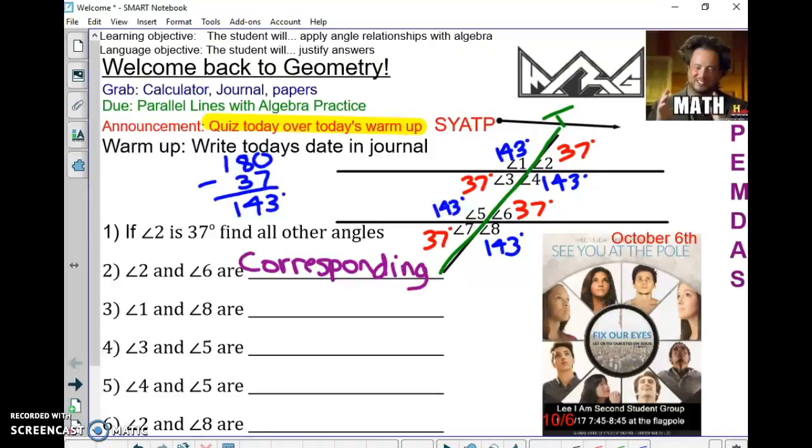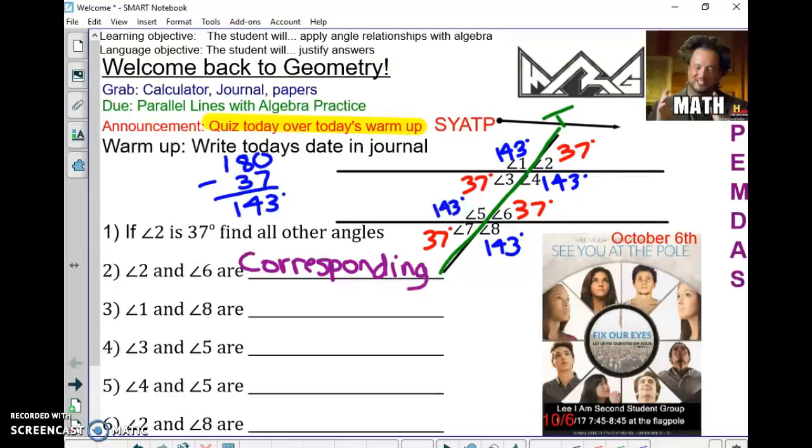What's another example of corresponding? 4 and 8, that is corresponding. They're on the same side, one's in, one's out. What else? 5 and 1, one's in, one's out on the same side. And then what else? 3 and 7. 3 and 7 are on the same side of the transversal, one's in, one's out of the parallels. So those are corresponding. Did everyone get that for today's quiz?